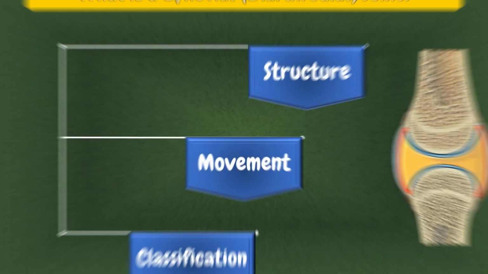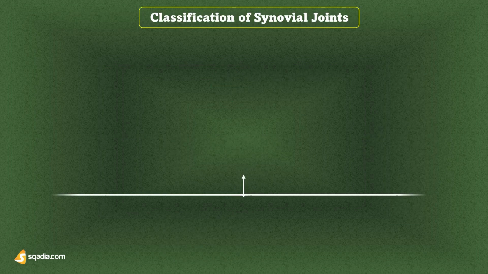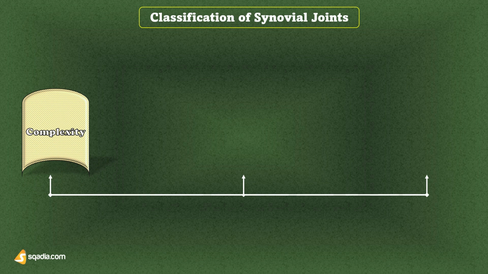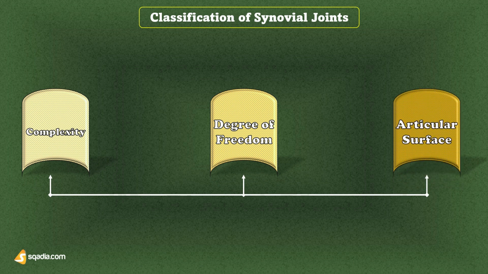So far, we have discussed the structure of synovial joints and the type of movements that take place at these joints. Now we will talk about the classification of synovial joints. Synovial joints are often further classified in three ways: according to the complexity of the joint, according to the degree of freedom of movement, and according to the shape of the articulating surfaces.